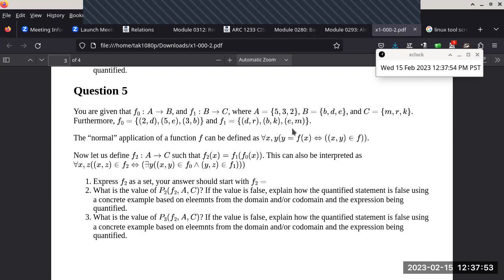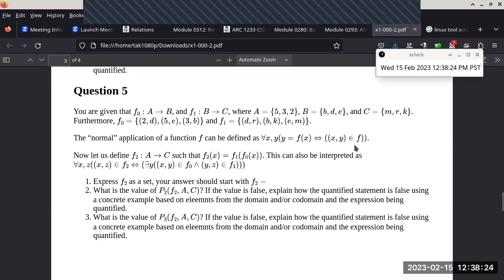But the definition of F0 and the definition of F1 are definitely different this time. So we have F0 mapping 2 to D, 5 to E, 3 to D, and then F1 mapping D to R, B to K, and then E to M. So up to this point here, it's just giving you what you need to know to solve the problem. I have not even presented the problem.